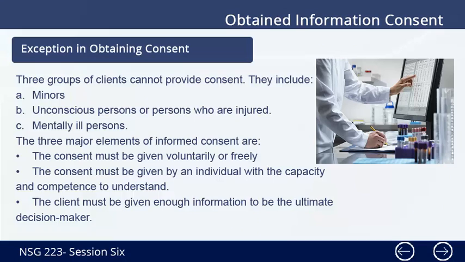Exemption in obtaining consent. 3 groups of clients cannot provide consent. They include A. Minors. These are people who are below the age of 18 years. For this group, a parent or guardian must give consent before they can obtain treatment. The same is true of an adult who has the mental capacity of a child and who has an appointed guardian. However, minors who are married, pregnant, parents, members of the military are in some places often legally permitted to provide their own consent. B.